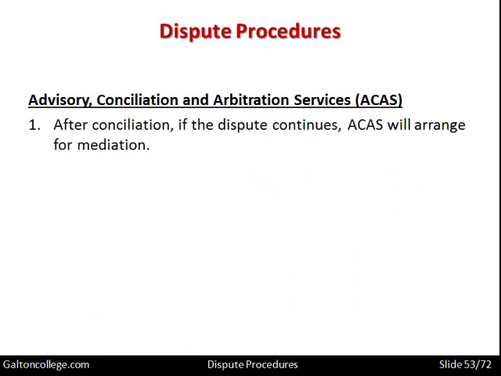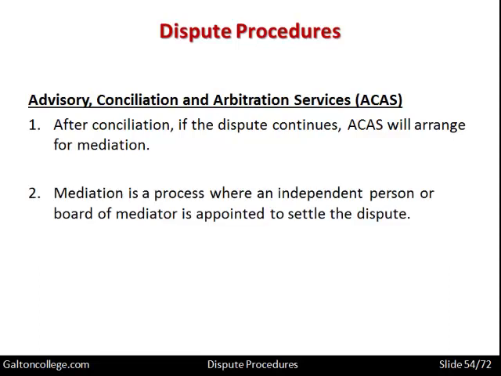After conciliation, if the dispute continues, if conciliation fails, ACAS will arrange for mediation. That's the next step up. Mediation is a process where an independent person or board of mediators is appointed to settle the dispute. So sometimes 2 or 3 mediators may appear and try to resolve the dispute.